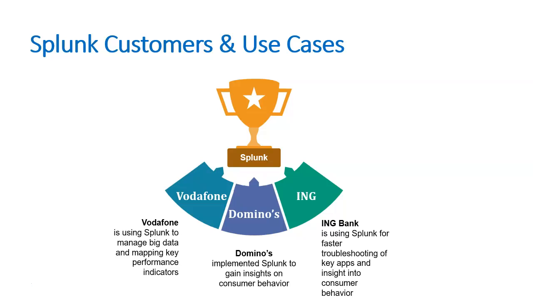So let me give you an example of some of the different companies that use Splunk based on all the benefits we've described. Vodafone, Domino's, and ING Bank are three that I have picked out, but there are thousands and thousands and thousands. Okay? We know that Vodafone is a telephone service provider. It's basically using Splunk to manage big data and map key performance indicators. Domino's Pizza, many of us are already well aware of it. It's a very popular organization. I may call them tonight.